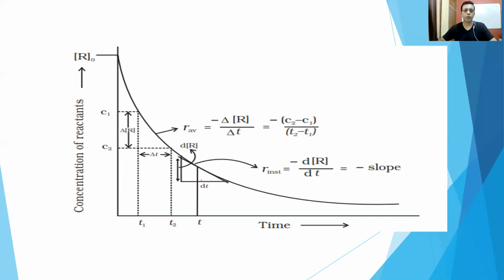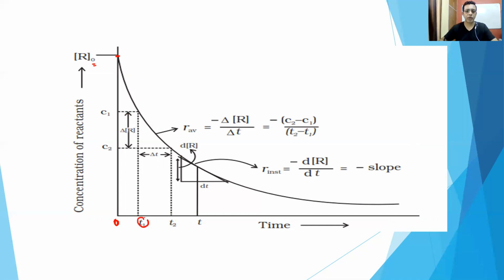Suppose we'll talk about the decrease in concentration of any of the reactants with time. Now, when the time is 0, the concentration of reactant was maximum. This is called R0, the reactant concentration when the time is 0. Now, as time passes, it decreases, but it will not go to 0 because no reaction goes to 100% completion.